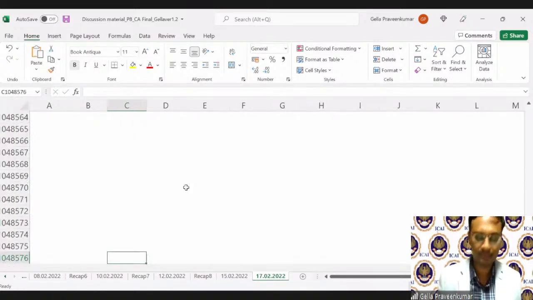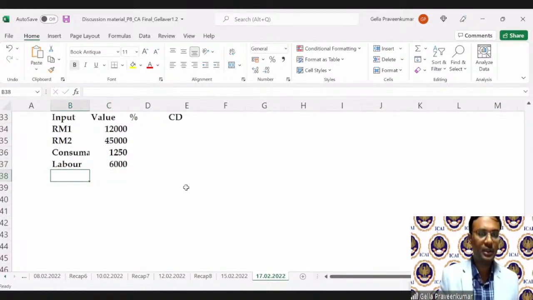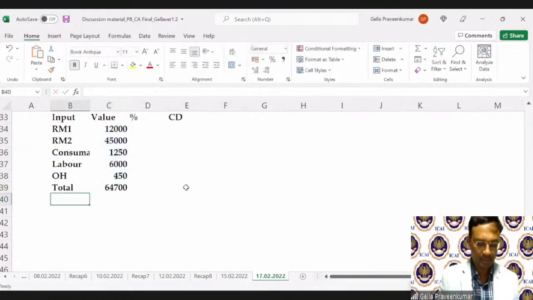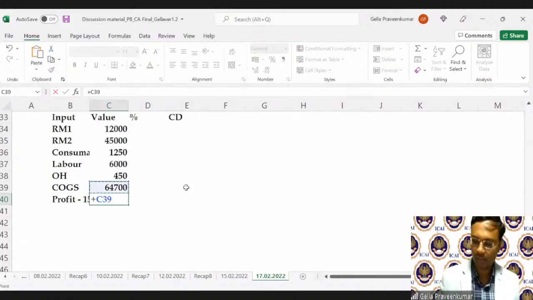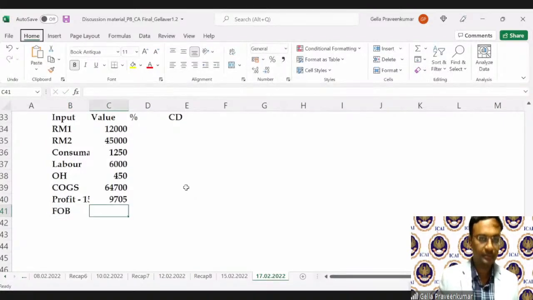So this is 12,000. Raw material 2, say 45,000. Then my consumables, some 1,250. Labor, say some 6,000. I call this total overheads, some 450, and I'll put the total. I can call this the cost of goods sold. Let me add profit, say 15%. On this 15%, then my FOB value for export is COGS plus profit.